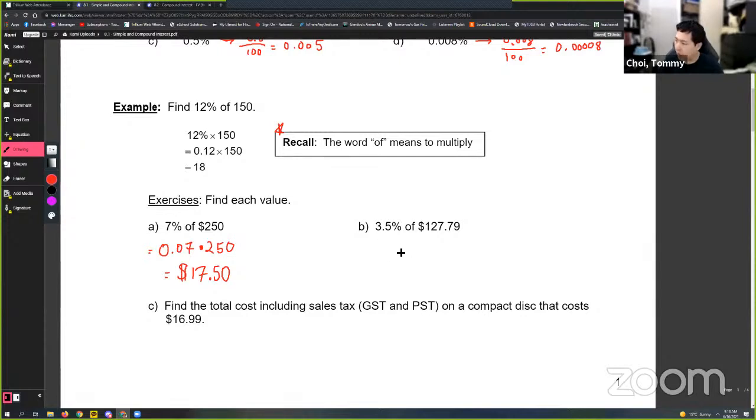Same thing for the next one here. 3.5% of $127.79. Try this one on your own. I'm going to give you a minute to calculate it, and then we'll take it up.